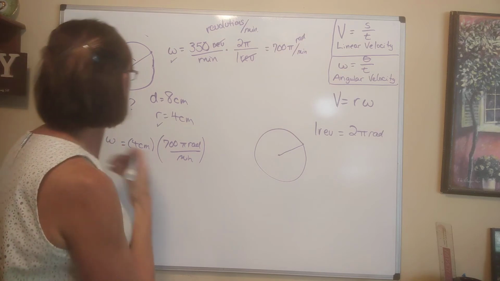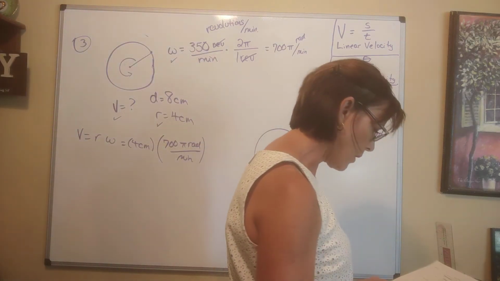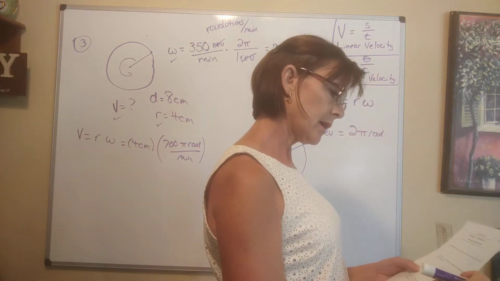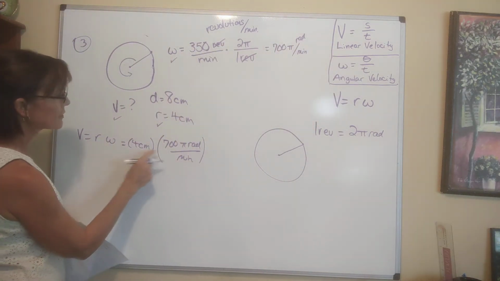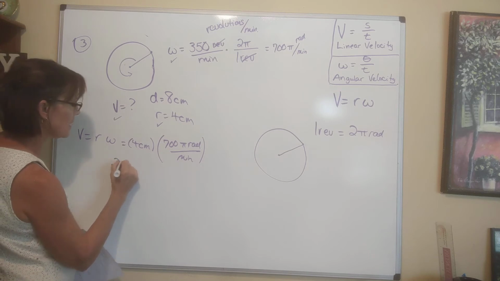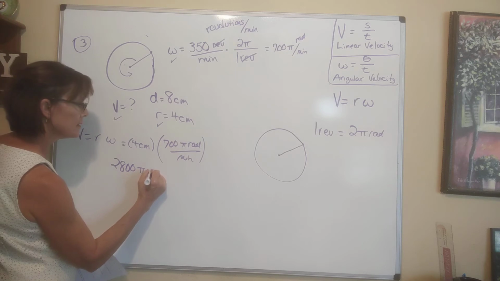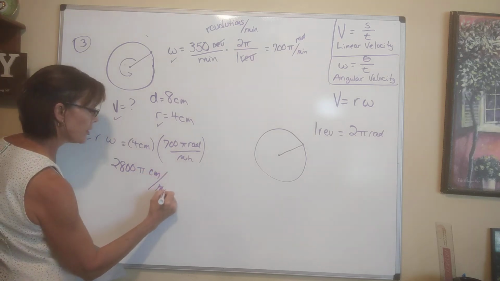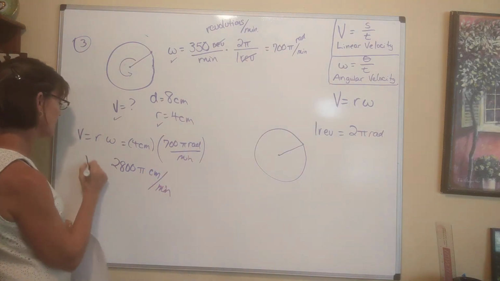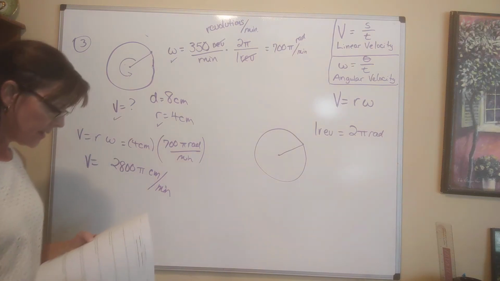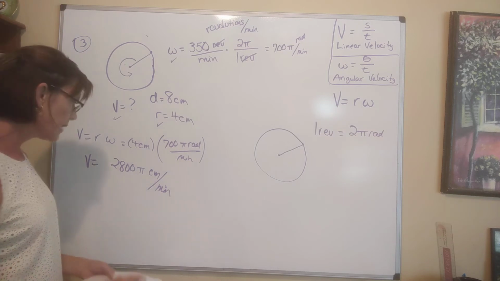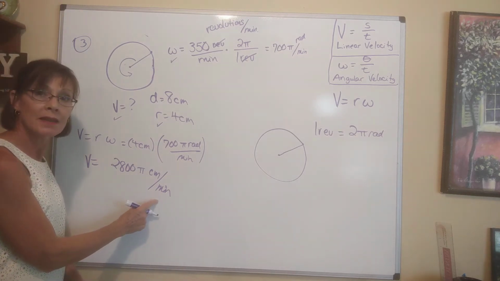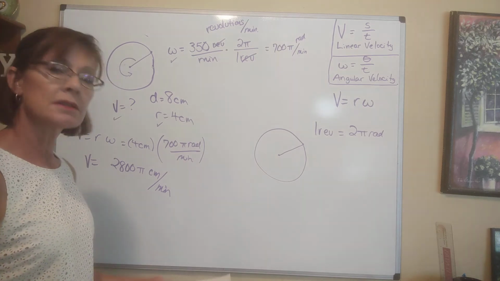Now let me see. They wanted number 3 in seconds, so I have to do another conversion. Let's figure out what this is. 4 times 700 is 2,800 pi centimeters per minute. This is the linear velocity, but they asked me 2 things. They said to put it in centimeters per second, so I have to do another conversion because this is in minutes. And then they also want me to round it to the nearest tenth.